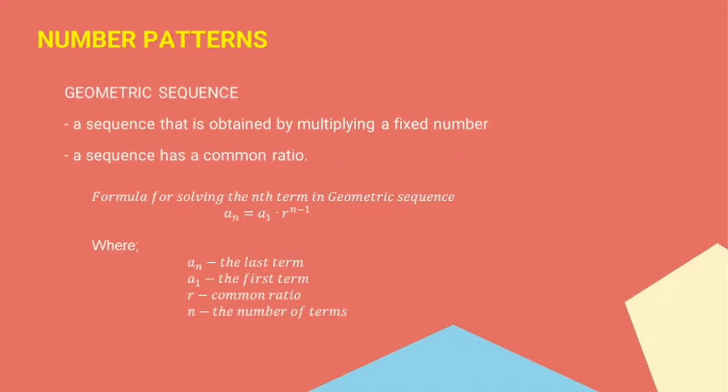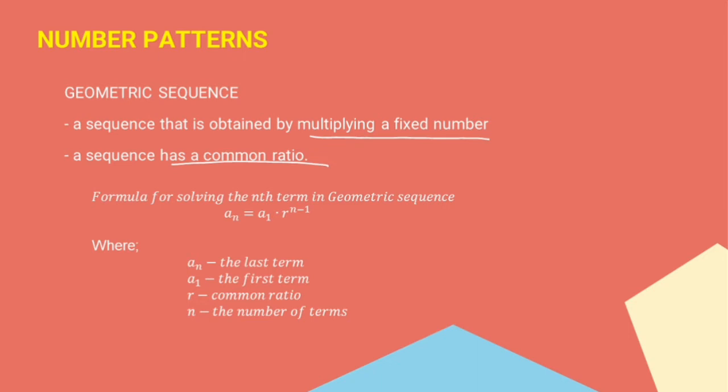So, pag-usapan po natin sa video ito ang geometric sequence. A sequence that is obtained by multiplying by a fixed number. A sequence also has a common ratio. So, dun sa arithmetic sequence na napanood nyo kanina sa video bago ito, ang common difference. Pero dito naman sa ating geometric sequence, ito naman po ay common ratio. Ngayon, katulad lang din siya ng arithmetic sequence.